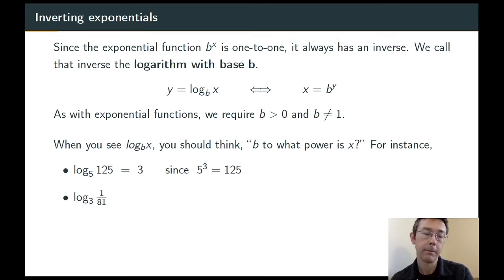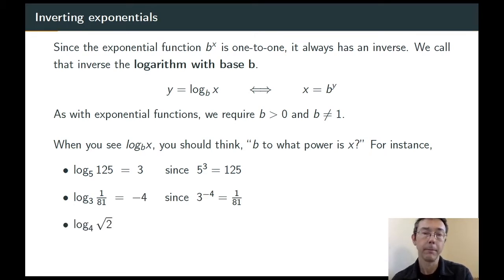A slightly harder one. Log base 3 of 1 over 81. I'm asking 3 to what power is 1 over 81? Well, I know that 3 times 3 is 9, times 3 is 27, times 3 is 81. So 3 to the fourth is 81. To put something in a denominator, I need a negative exponent. So 3 to the negative fourth is going to be 1 over 81. So the log base 3 of 1 over 81 is negative 4.